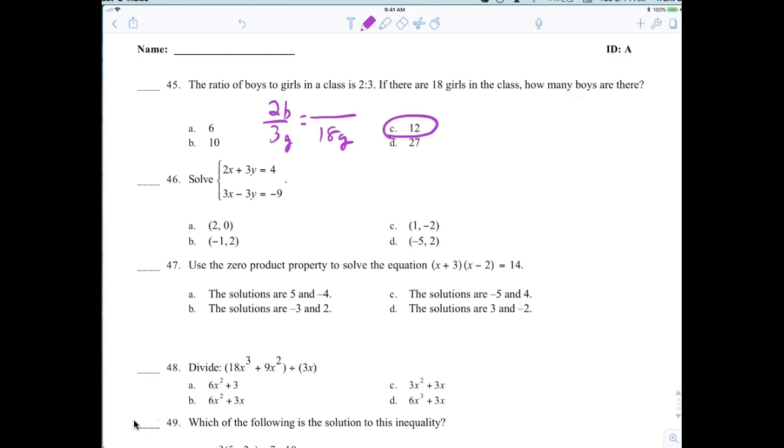Now always go back and read the question. It could say how many kids are there. Lots of different ways to try to throw you off. All right.